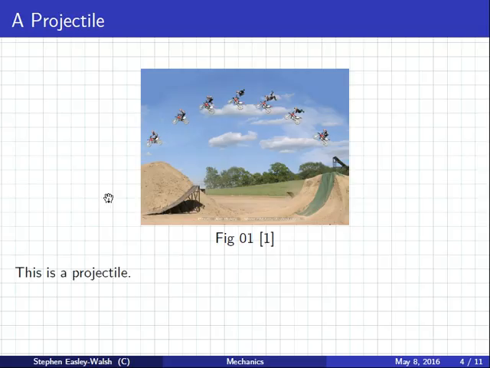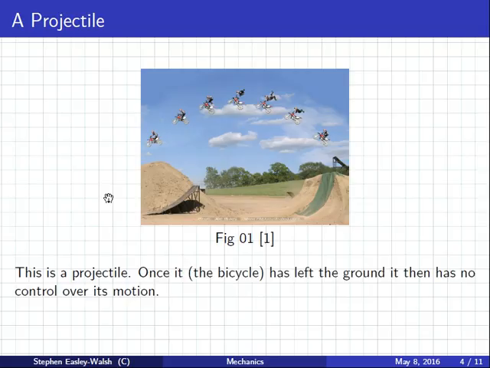If it's only gravity, then it's a projectile. Okay? So next, this is a projectile. Once the bicycle has left the ground, then it has no control over its motion.